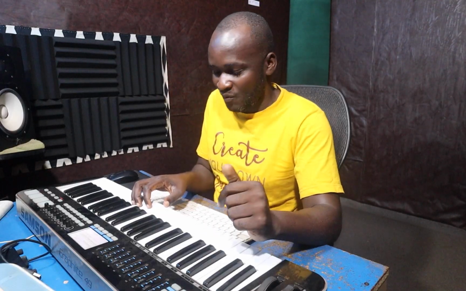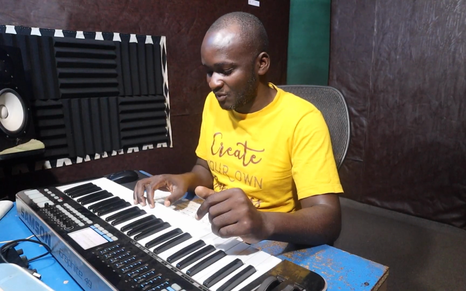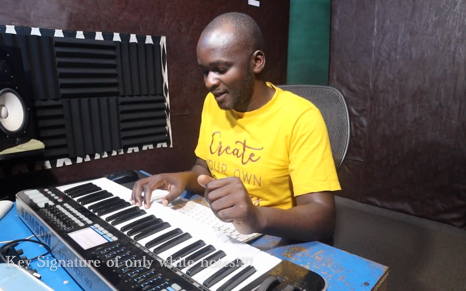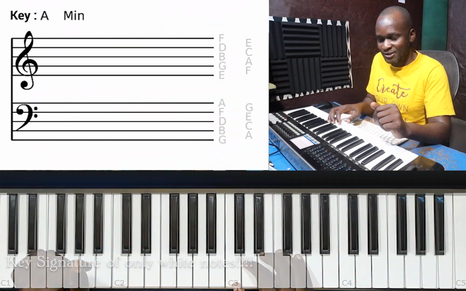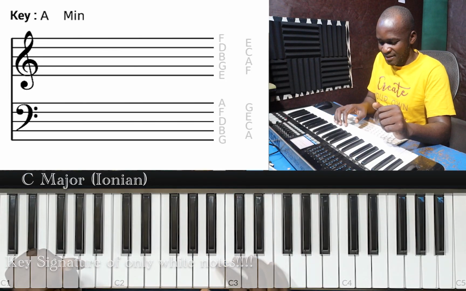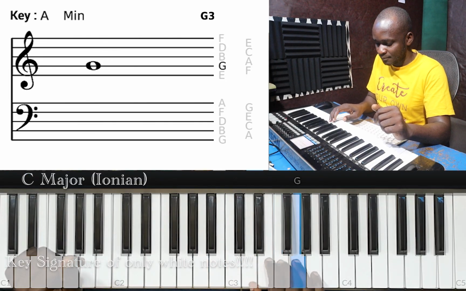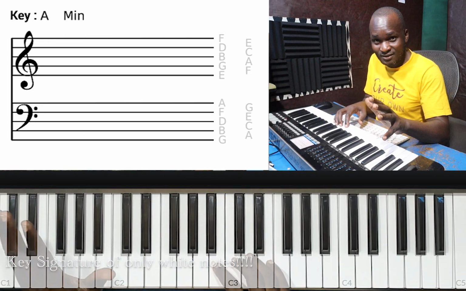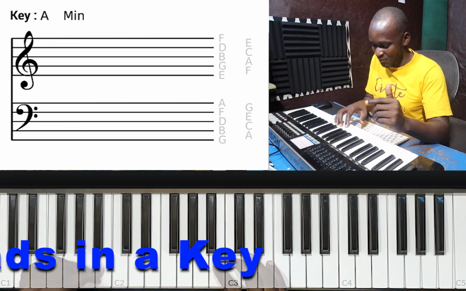After having looked at those triads, next we are going to look at how they interact in a key. For convenience, we are going to choose a key signature that doesn't have any sharps or flats. In this case, it would be C major. Remember what we talked about in the previous video about scales? Well, that's what we're dealing with now.